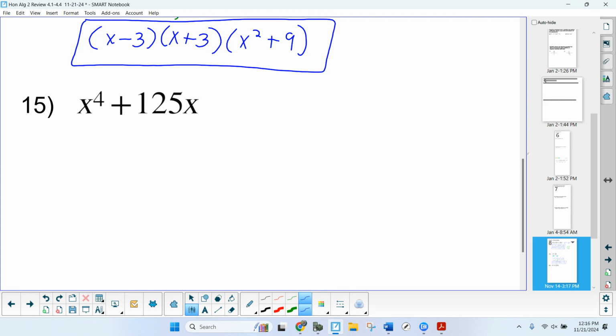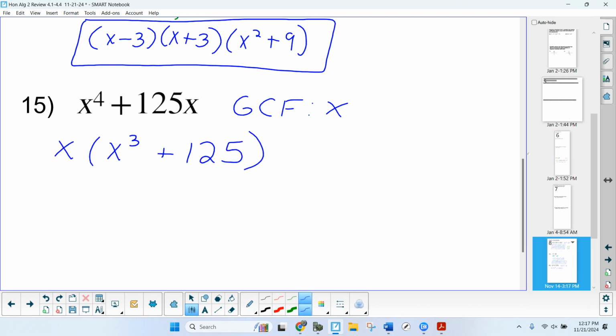Quinn, what's your first rule of factoring? GCF. Does this have a GCF? X. So when you pull out an X, what's left? X to the third plus 125. Okay, so now you have to look at what's left. It's a binomial. You have to ask yourself, do I have a difference of squares, a difference of cubes, or a sum of cubes? Sum of cubes.